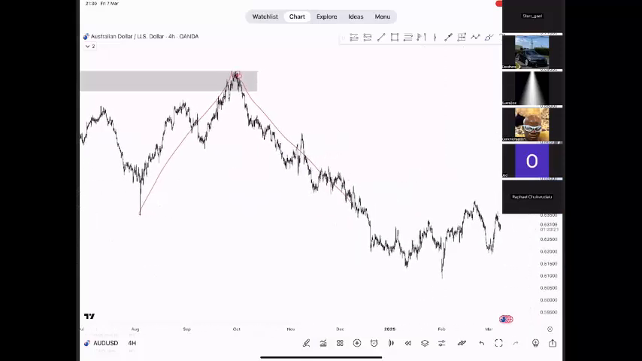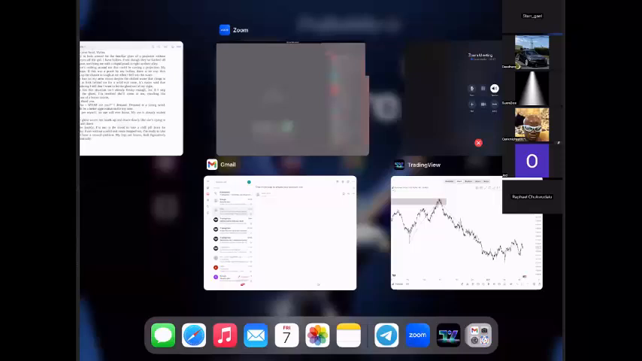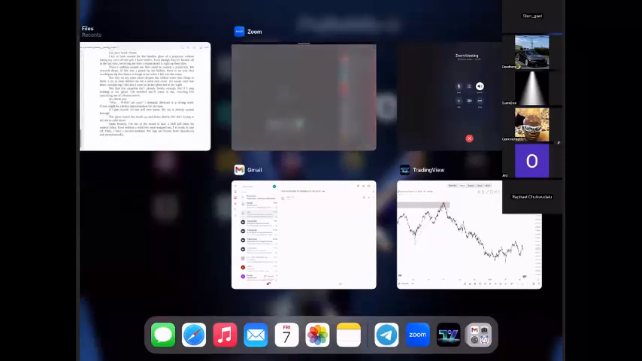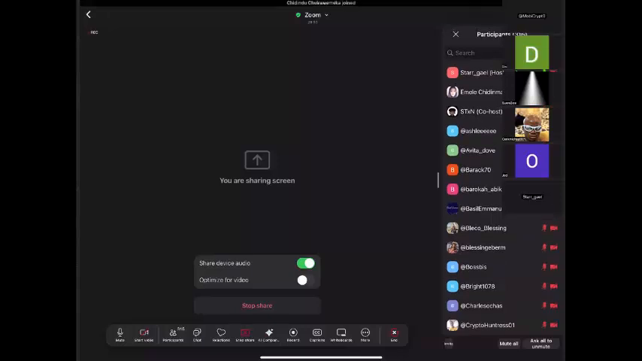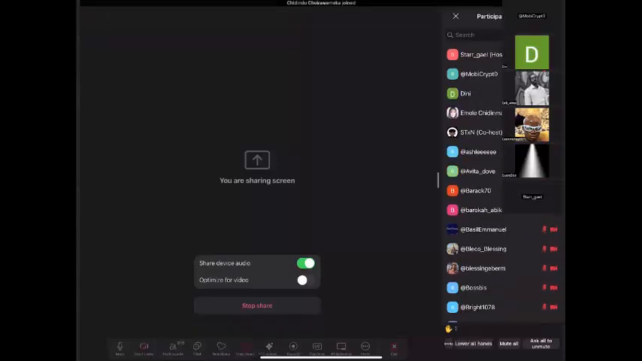So this is it about support zones and resistance zones. I don't know if any of you are confused or you have any questions. Raise your hand. I'm coming.